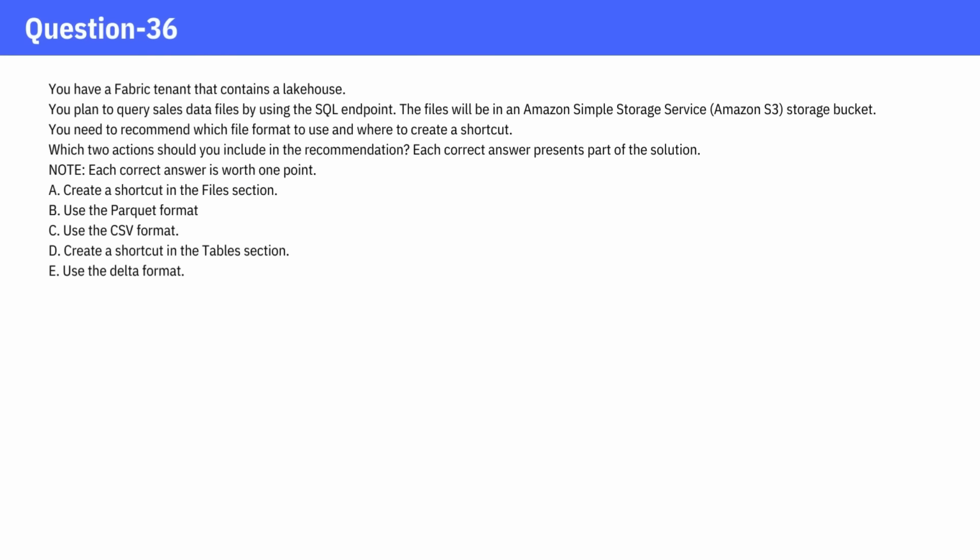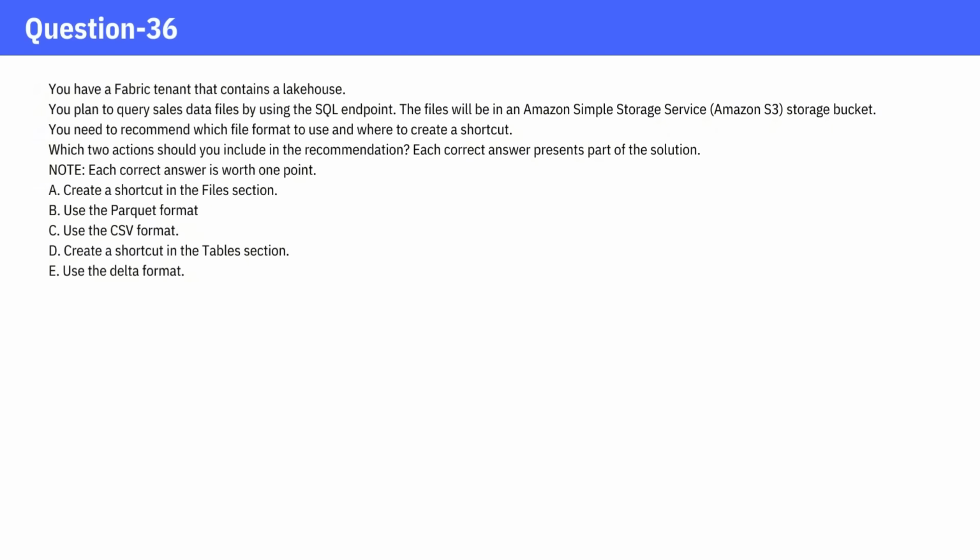Question 36. You have a Fabric tenant that contains a Lakehouse. You plan to query sales data files by using the SQL endpoint. The files will be in an Amazon Simple Storage Service, Amazon S3, storage bucket. You need to recommend which file format to use and where to create a shortcut. Which two actions should you include in the recommendation? Each correct answer presents part of the solution.